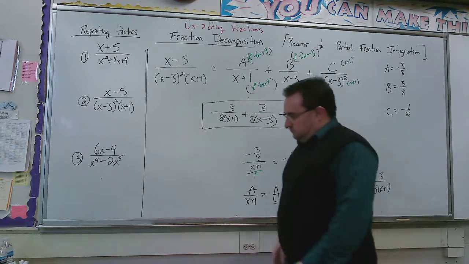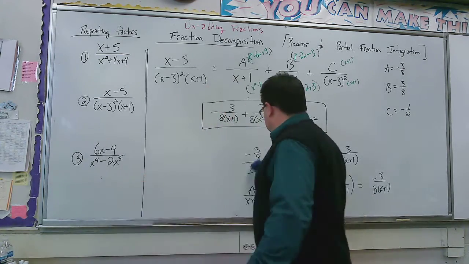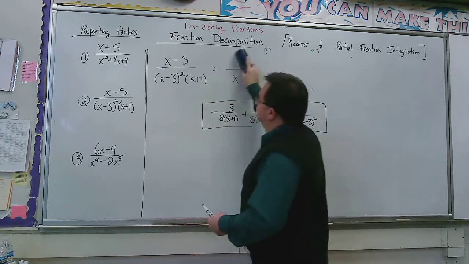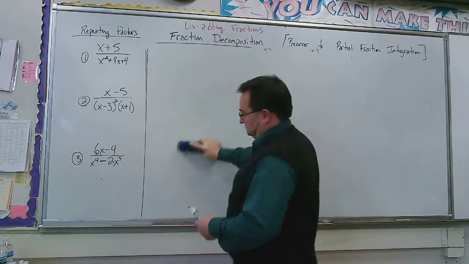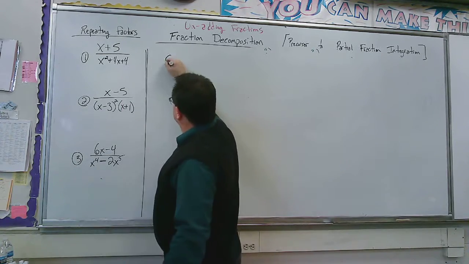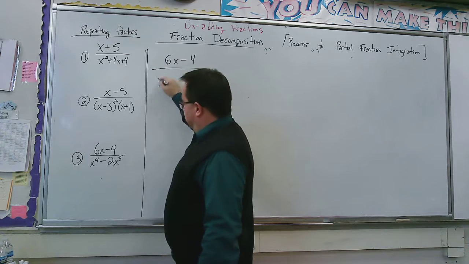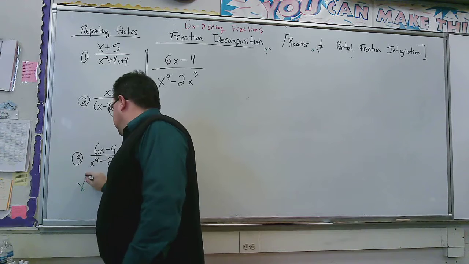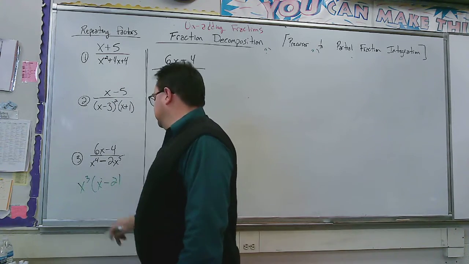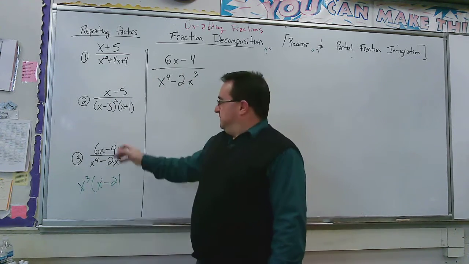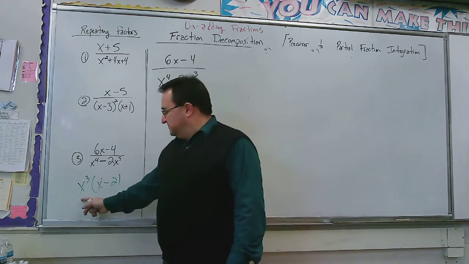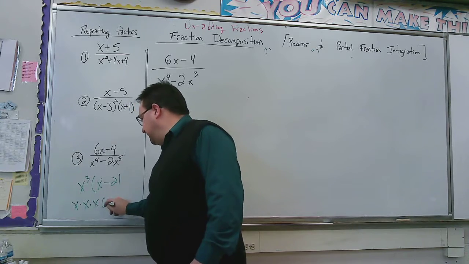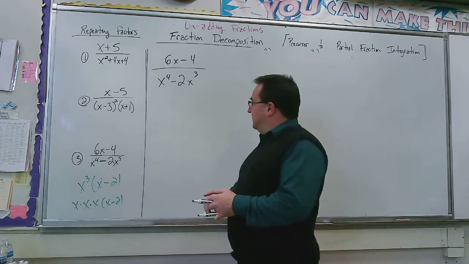All right, one more to go. Right there. A lot of people mess up on this one. See, this factors into x cubed times x minus 2. And when you see that, people see that that repeats, but a lot of times they miss that that repeats. This is x times itself 3 times. So be careful about that.